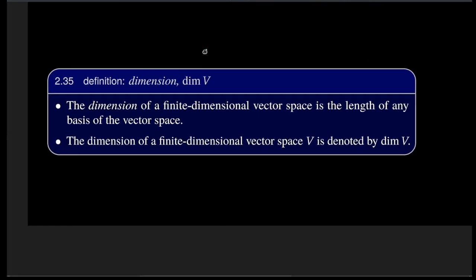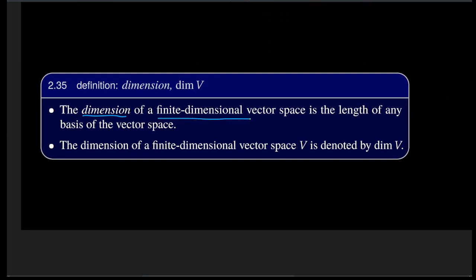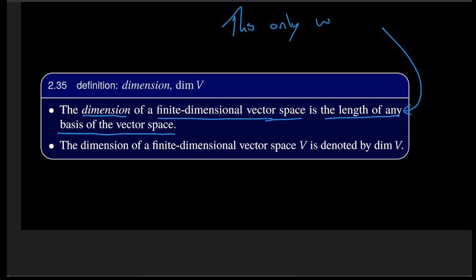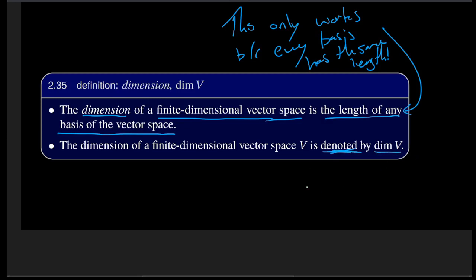So this gives us what dimension is. The dimension of a finite dimensional vector space is the length of any basis of the vector space. This piece right here only works because every basis has the same length. If every basis didn't have the same length, there wouldn't be this number that doesn't depend on your choice of basis that you could associate. All right. So this is just notation. We'll denote this by dim V instead of writing dimension of V. We'll say dim V. Okay.